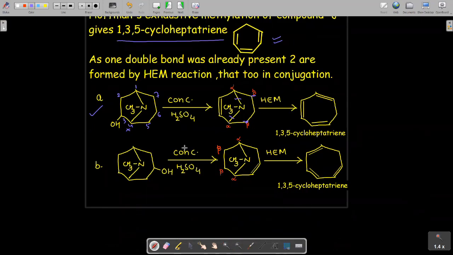Moving to B. First, with concentrated H2SO4, I can form a multiple bond on either side, no issues. Any one side you can form. I have taken this downside, it doesn't matter, it is going to be the same. Then again using HEM, first I'll remove this. In conjugation with the existing multiple bond, I will get this H from here, so a double bond. And the second time, in conjugation, I'll get it here. So this again seems to give 1,3,5-cycloheptatriene. So it seems to be appropriate.